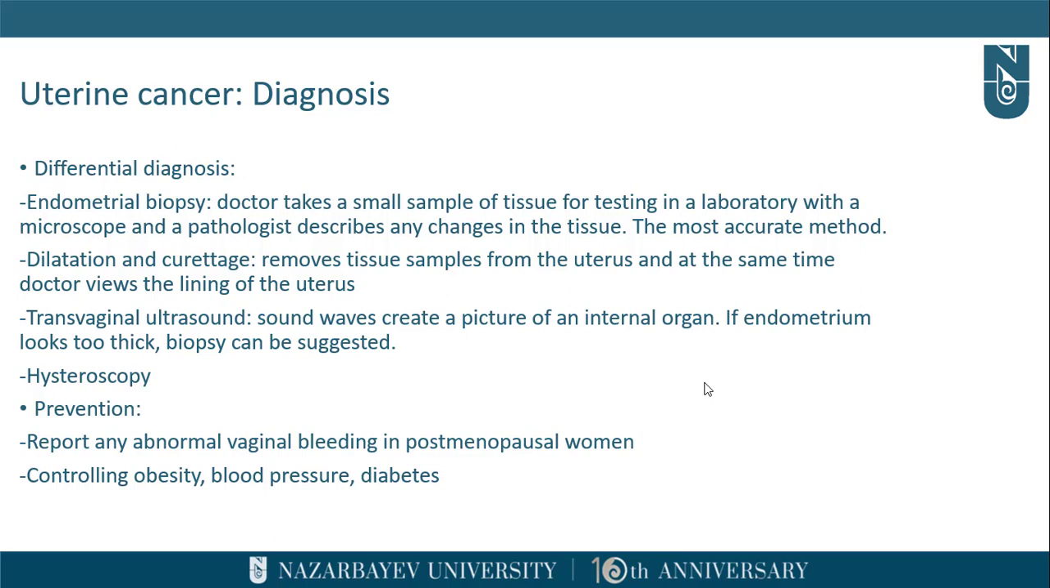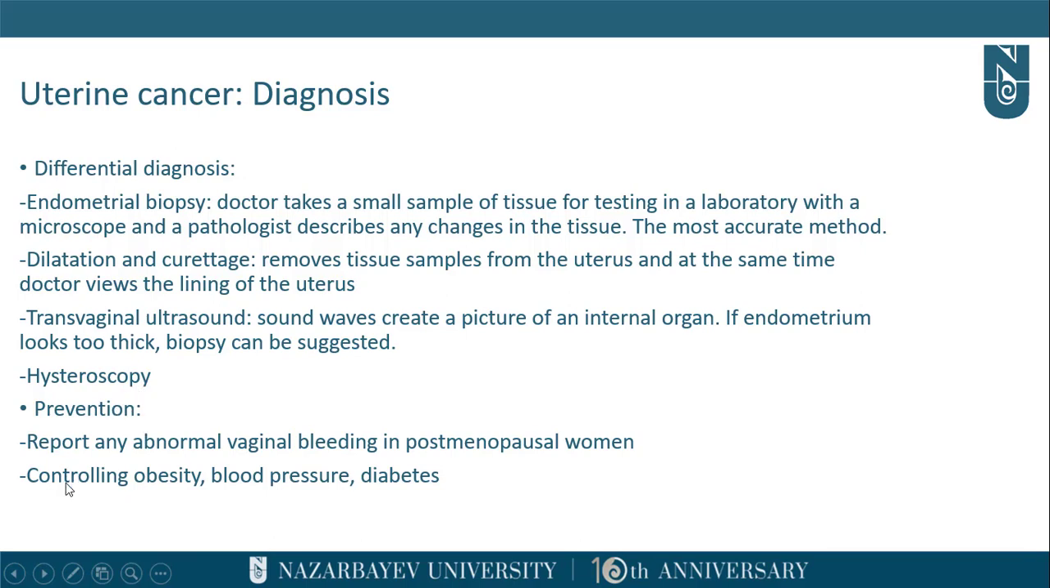Another type is dilatation and curettage, which means removing a tissue sample from the uterus of the woman once she is given anesthesia, so she's unconscious of the pain, and the doctor at the same time views the lining of the uterus. And hysteroscopy is observation of the uterus.